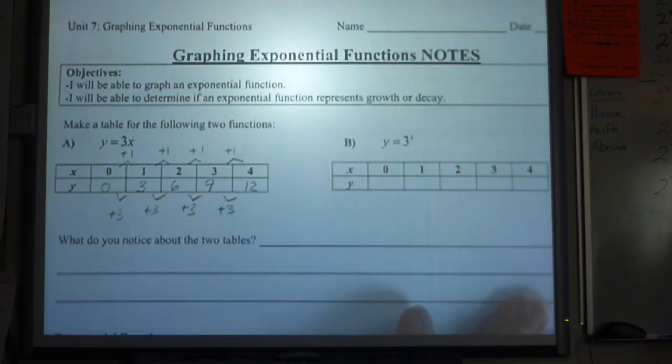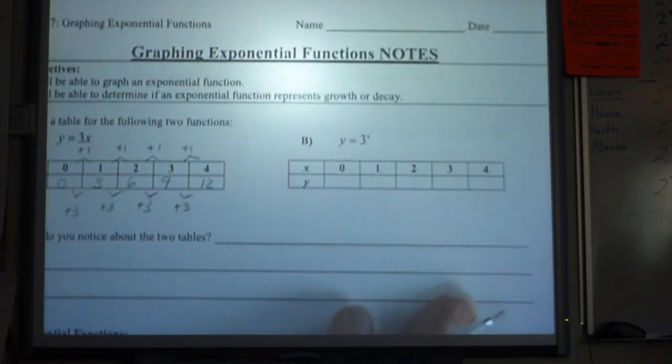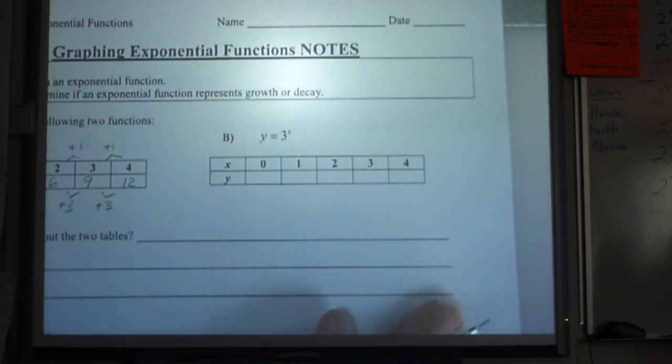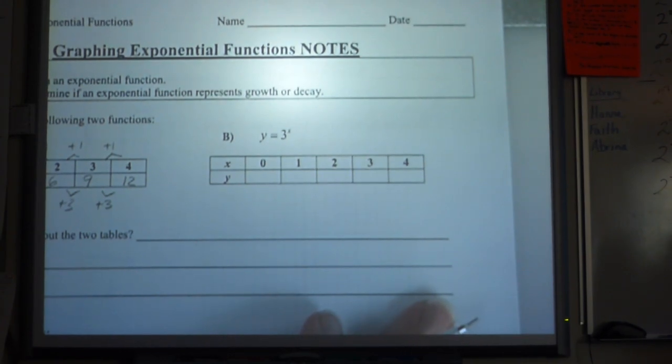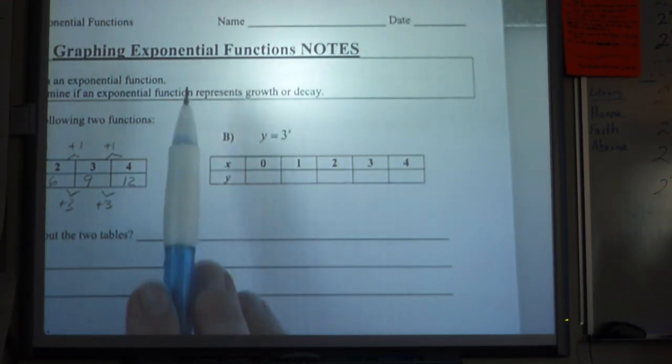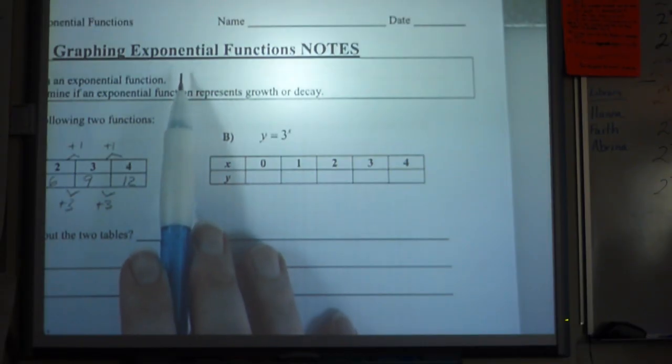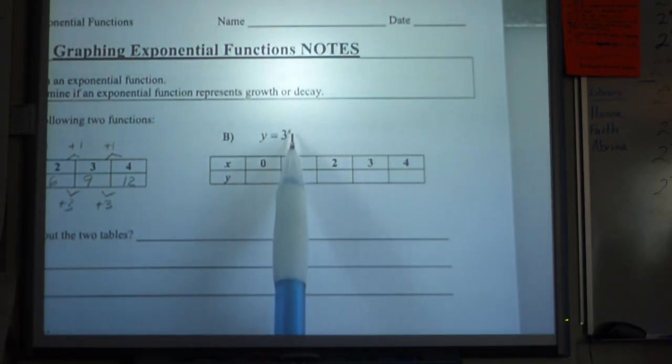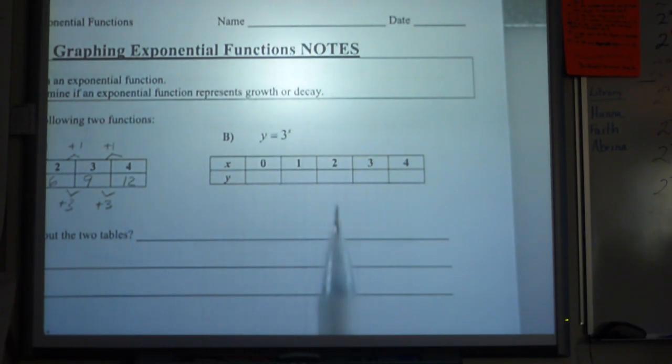All right, but now let's look at a new type of equation or function when we have y equals 3 to the x power. Now this is different than any of the other type of function that we've looked at before. Now our variable is in the exponent. And whenever we have a variable in the exponent, that's going to give us an exponential function. Okay, so there's our variable x. It is in the exponent.